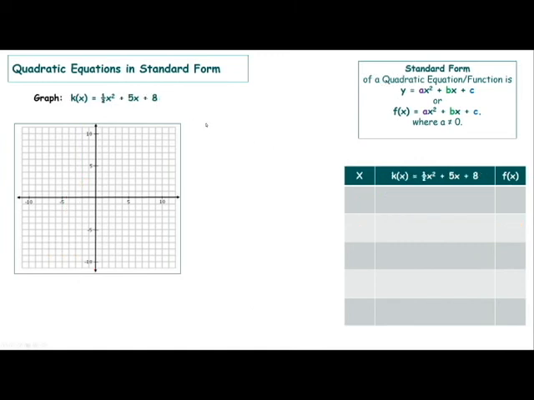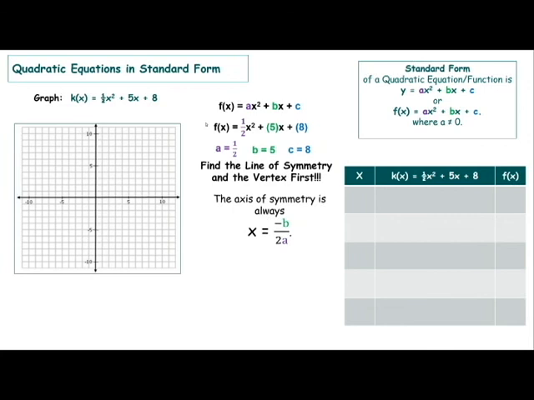We are going to try one more because it does have something in it that's a little bit tricky. I'm going to recommend that you try this on your own. Pause the video if you get stuck and listen to me explain it. I'm going to go through this one just a little bit faster. Again, I look at my pattern. A is a 1/2, B is a 5, C is an 8. I plug those into my formula. I get -5 over 2 times a half, which gives me a line of symmetry at -5.